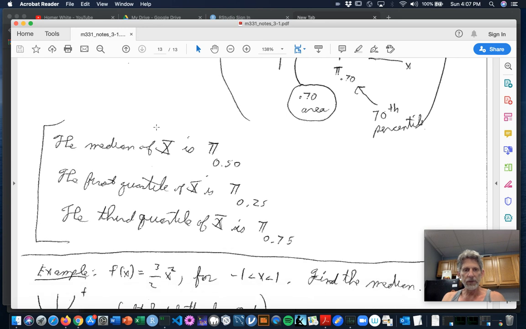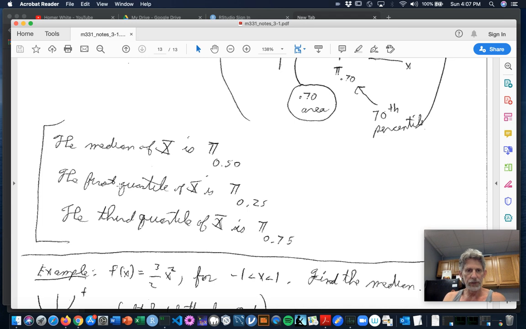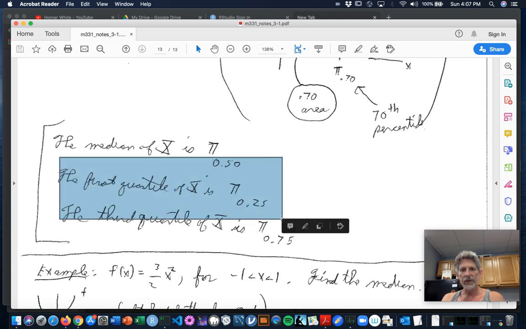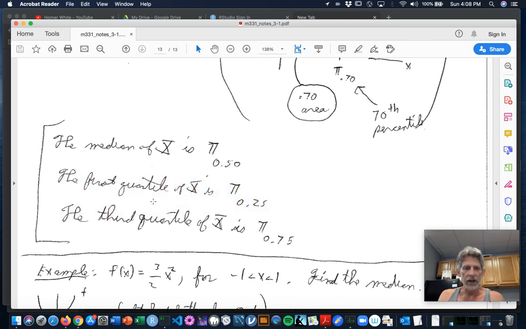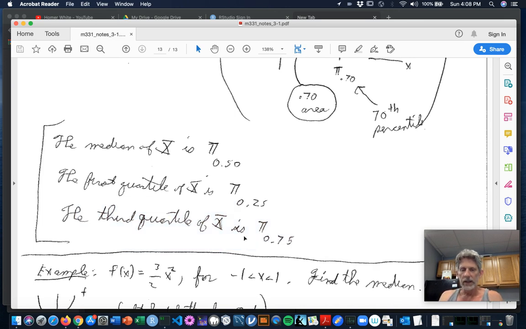Now there's some famous percentiles. The 50th percentile is called the median of a distribution. The 25th percentile is the first quartile of the distribution. There's a 1 in 4 chance that your random variable will come out less than the first quartile. And the third quartile of a distribution is the 75th percentile. There's a 3/4 chance of coming less than the third quartile, only a 1/4 chance of coming bigger than the third quartile.